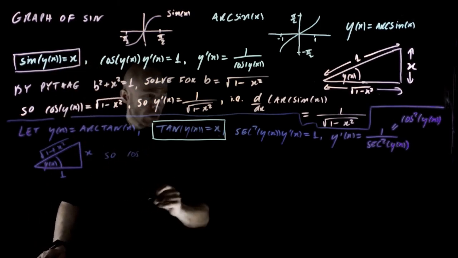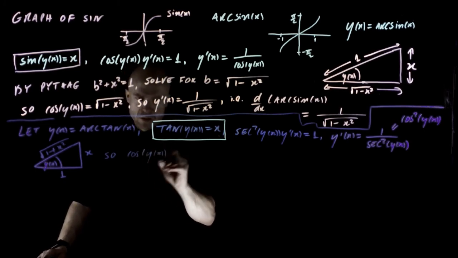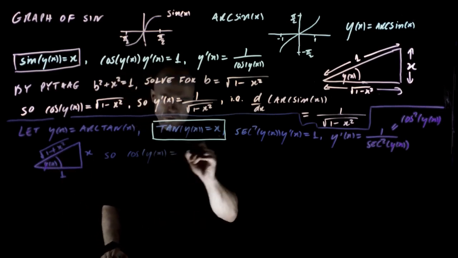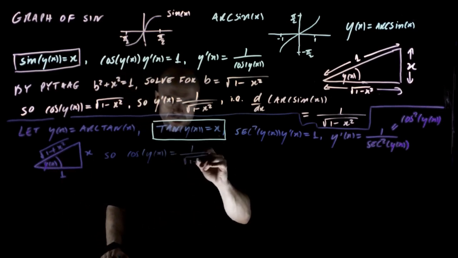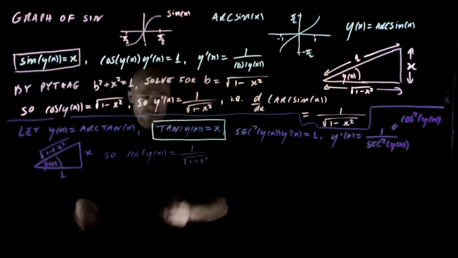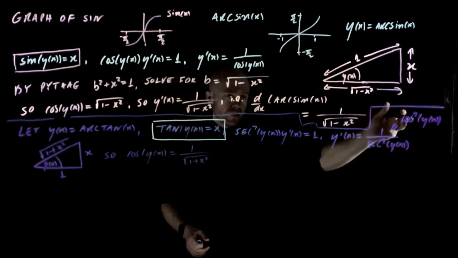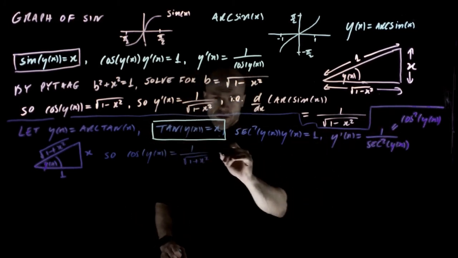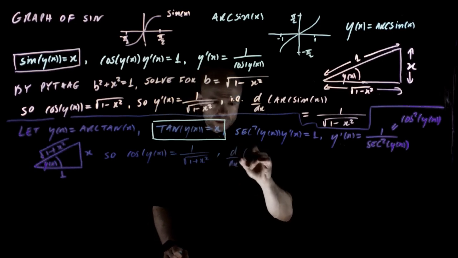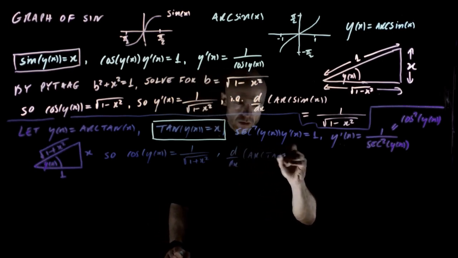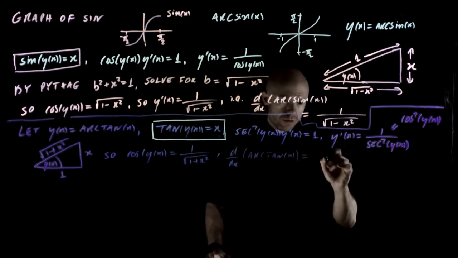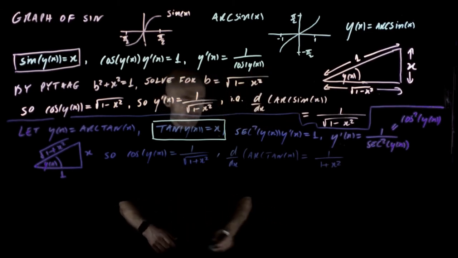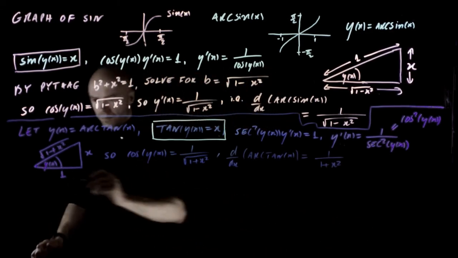So cosine of y of x is just the adjacent divided by the hypotenuse. It's 1 over square root of 1 plus x squared. And the actual thing we're looking for, which is the derivative of arctan, is cosine squared. So finally we have that the derivative of arctan x is 1 over 1 plus x squared. Okay. There is another that we need to know.